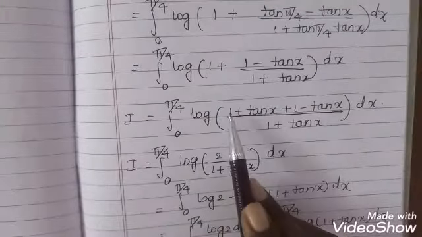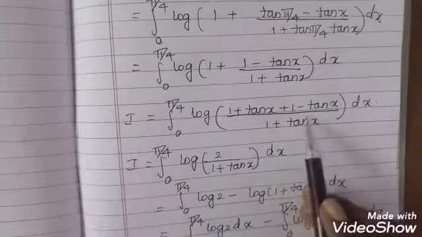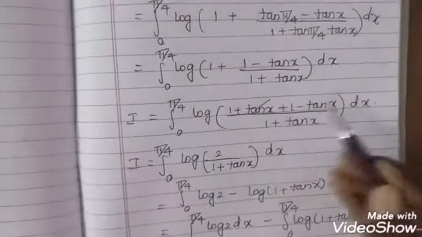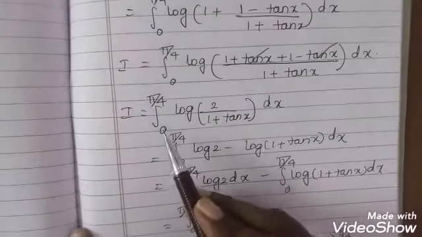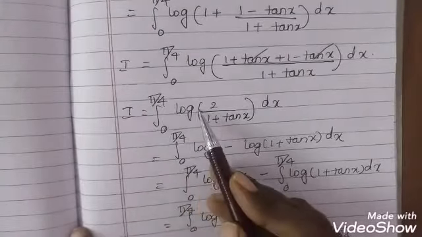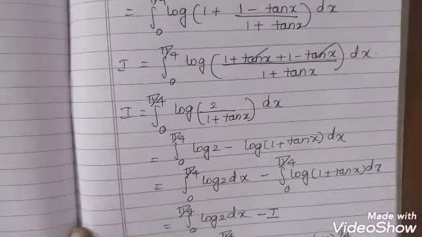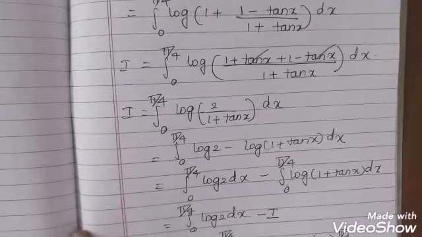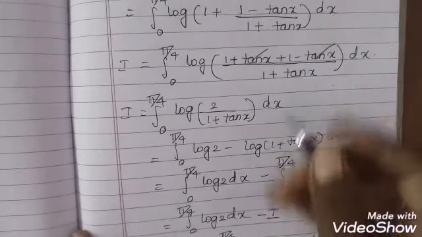Okay. Now your I is equal to integral over 0 to pi by 4 of log of, just cross multiply it, you will have it as 1 plus tan x plus 1 minus tan x divided by 1 plus tan x. What happens here? Your tan x and this minus tan x gets cancelled. So you are left with integral over 0 to pi by 4 of log of 1 plus 1, which is 2, by 1 plus tan x. Okay. Again, it's not possible for me to integrate it. Neither have I got it in the question form also. So see what I can do here.